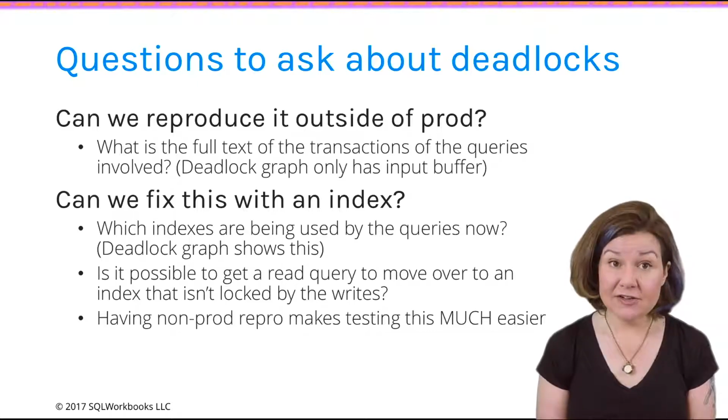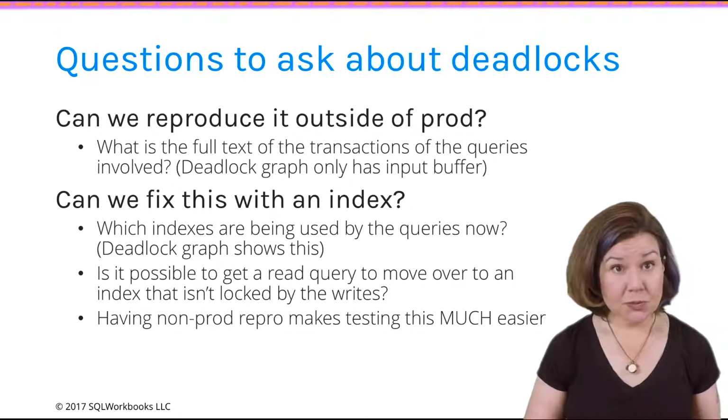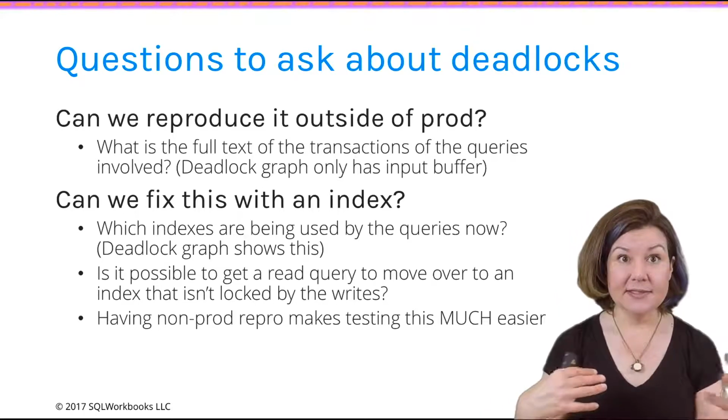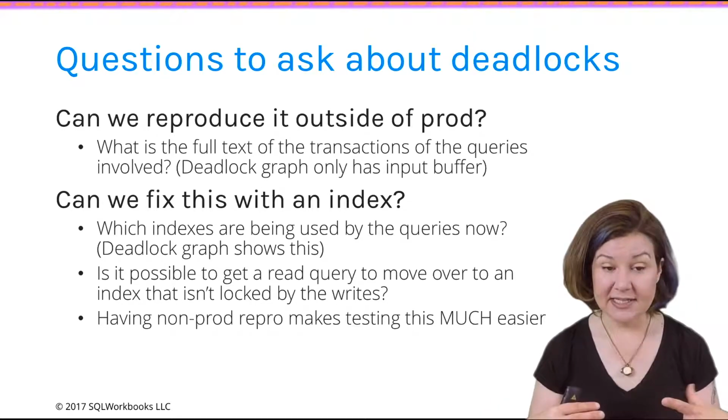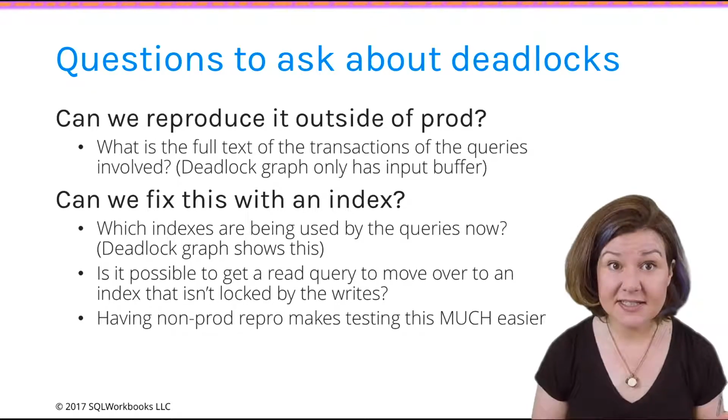When you get the deadlocks and you're working with the deadlock graph, I always work very hard to see if I can set up a repro for the deadlock outside of production. Use a restored copy of the database, set up the sequence of commands, and be able to simulate the deadlock. It does take time. That's not usually fast to set up.